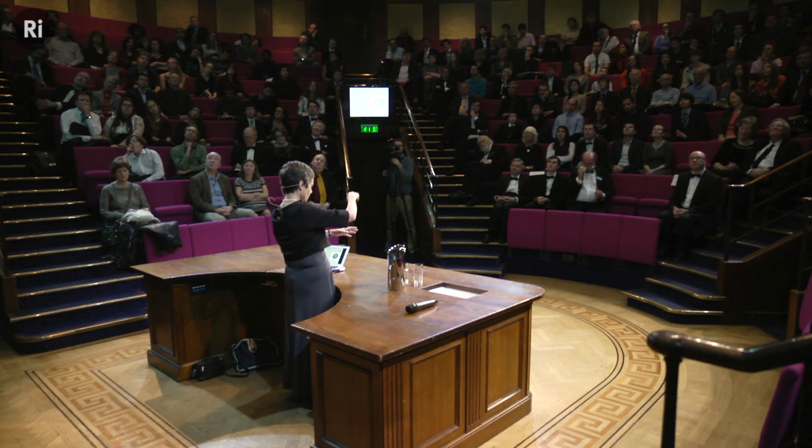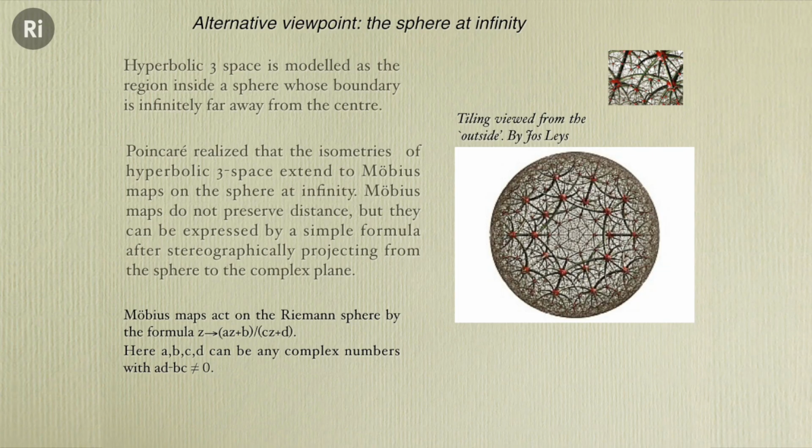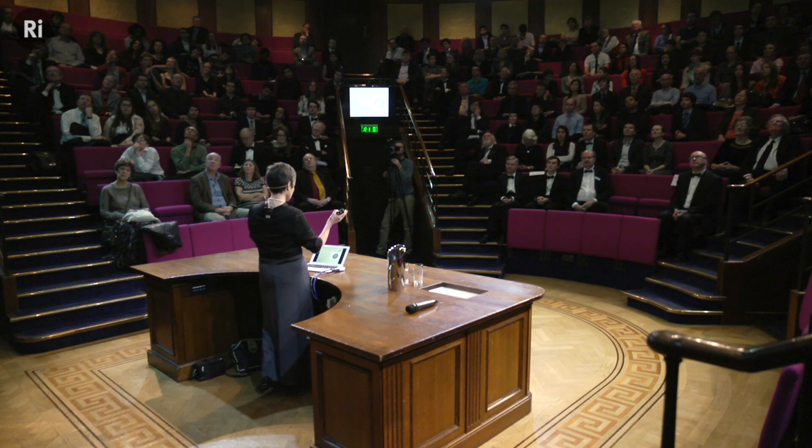You can project it from the top onto the plane, and you can think of the plane in terms of complex numbers, x plus iy. If you take the plane together with one point at infinity, you've made a sphere. It's really just like stereographic projection, nothing more than that. So you can translate the formulas into some simple formulas with complex numbers, and we can write down the effects of an isometry of three-dimensional hyperbolic space inside the ball.